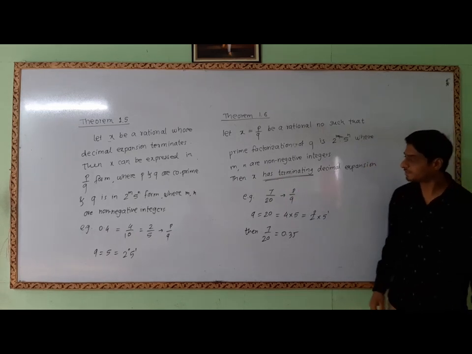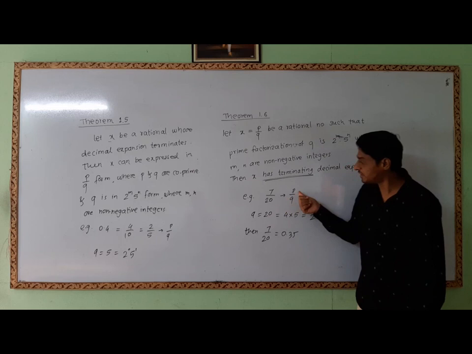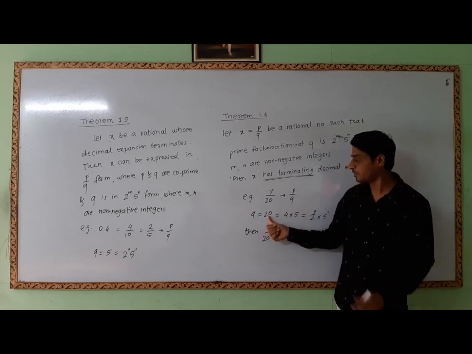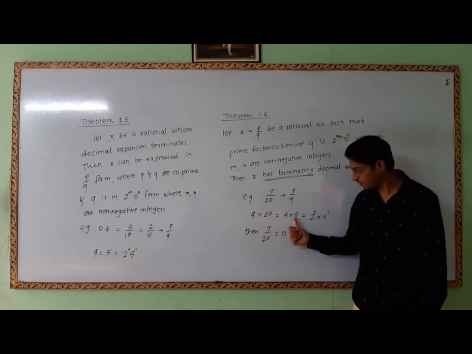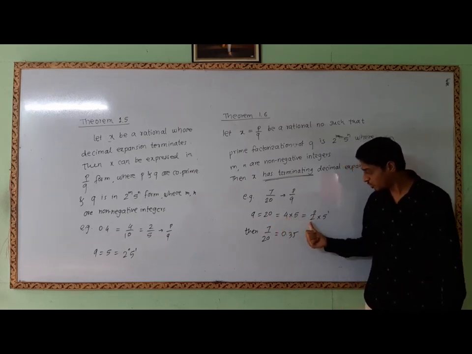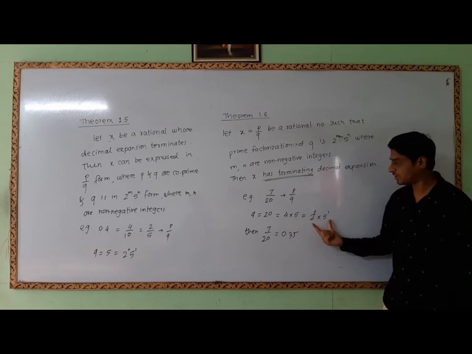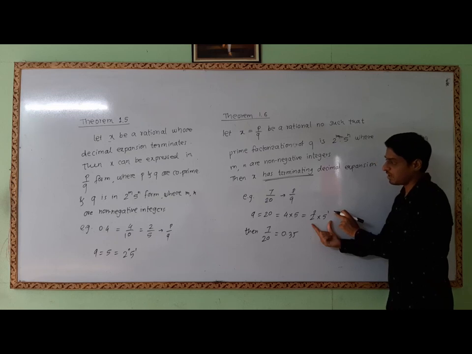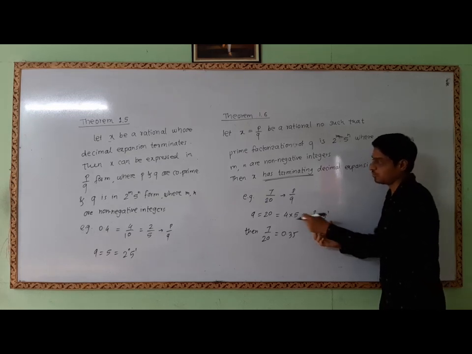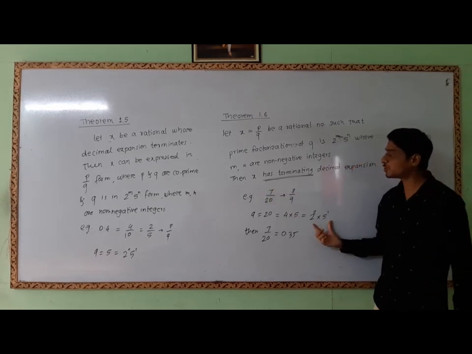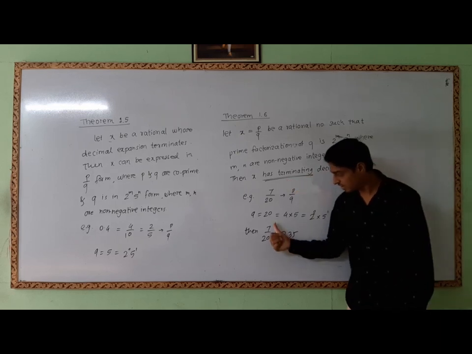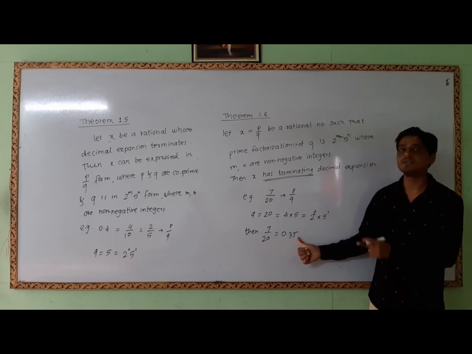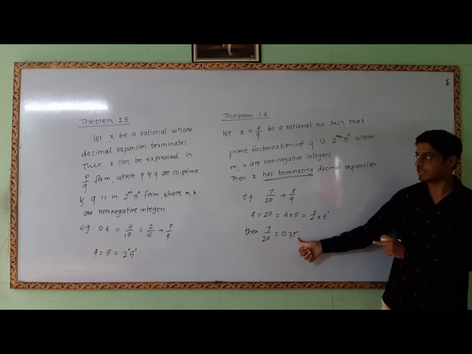Let us take example 7 upon 20. This is in the form of p upon q. q is equal to 20. If we factorize 20, we get 4 into 5. Now this 4 means 2 square and 5 means 5 raised to 1. Now this q is in the form of 2 raised to m into 5 raised to n. If q is in this form, then its decimal expansion should be terminating. If we divide 7 by 20, the answer will be 0.35, and this is a terminating decimal expansion.